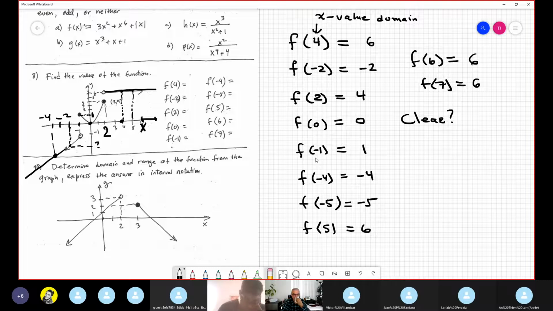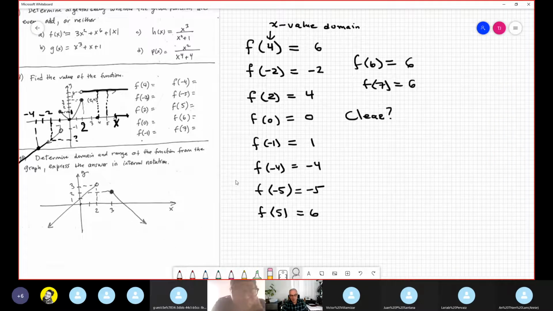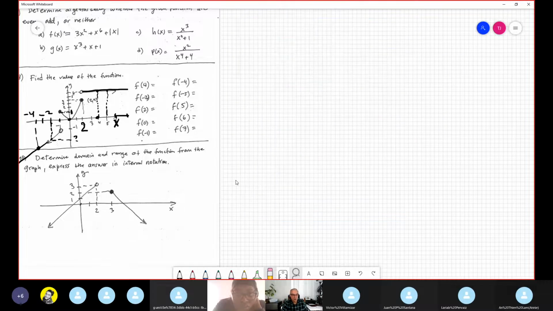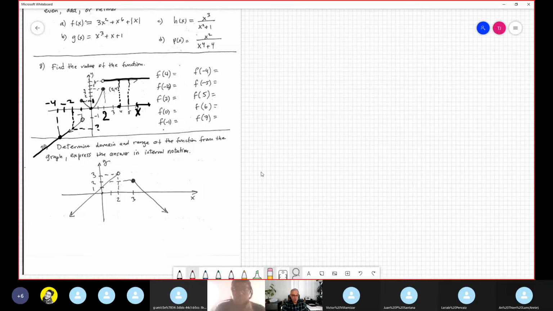The question 10 is determine domain and range of the function from the graph. Express the answer in interval. Okay, let's do it. Be careful, because the graph contains holes, gaps, in which obviously the function is undefined. Therefore, it's totally outside the domain. Wait, it's supposed to be question number 9. This is my mistake. And number 9. You're right. Number 9. No 10. I mean, 10 is missing.